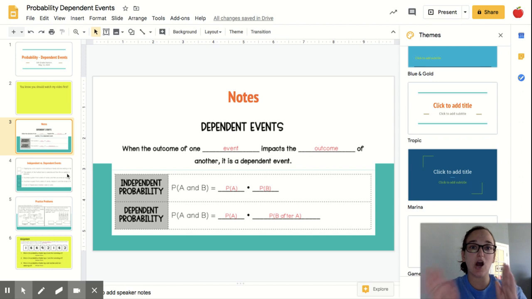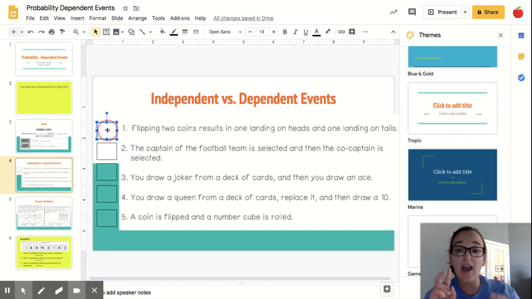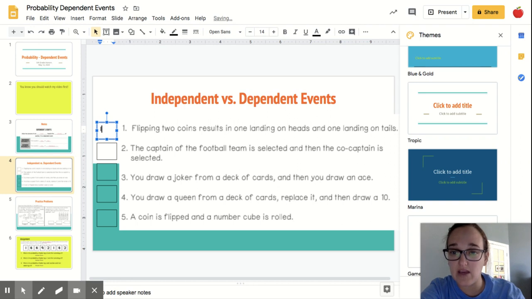So let's talk about the difference between the two. I've got a few examples here, and we're going to say, are they independent or dependent? Flipping 2 coins, resulting in one landing on heads and one landing on tails. If I have 2 coins and I'm flipping both of them at the same time, do they impact each other? No. So that would be independent.